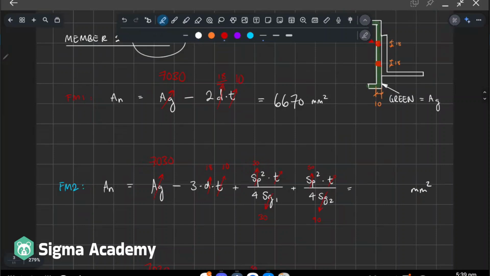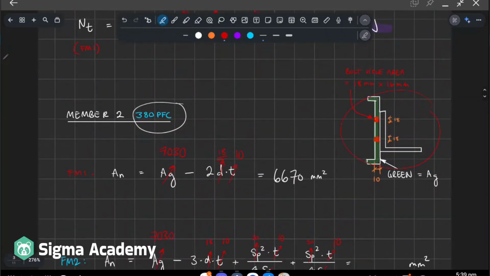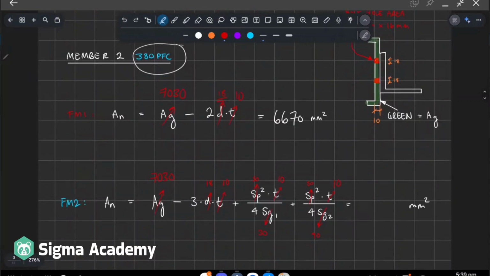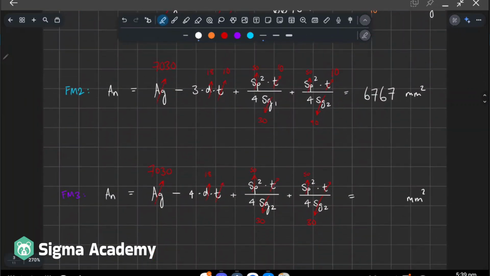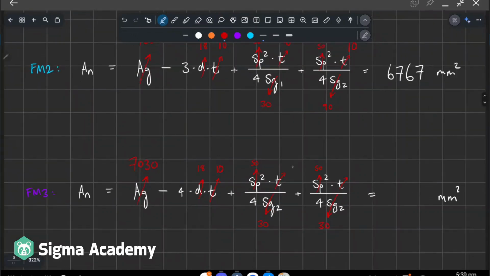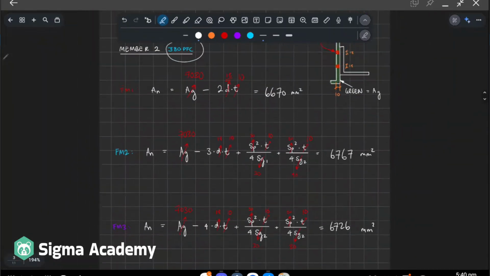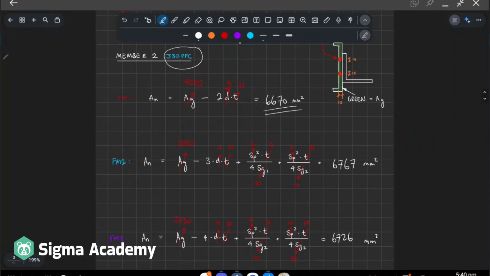Yeah, you do a similar thing, and you'll start to notice that the gauges and the pitches are the same because these two members are attached in the same way. They'll have the same bolt arrangement and the same failure modes and stagger patterns and things like that, right? Right, this one's 6,767, haha. And then this one is, yeah, we chuck in 10 for the thickness, and this one is 6,726. Okay, so looking at these numbers, the smallest one is still failure mode 1, right?